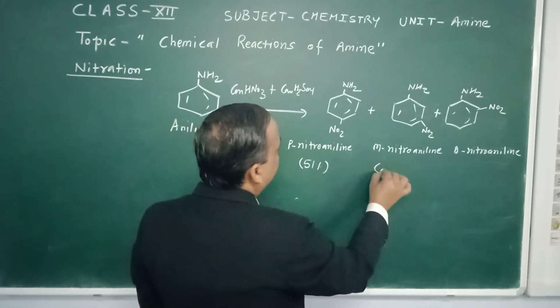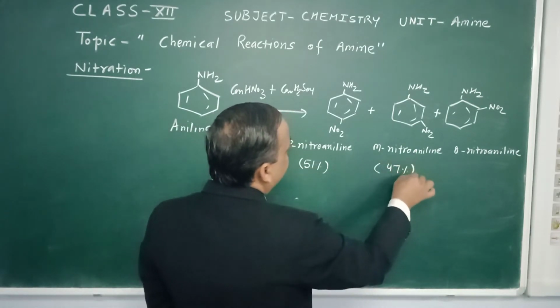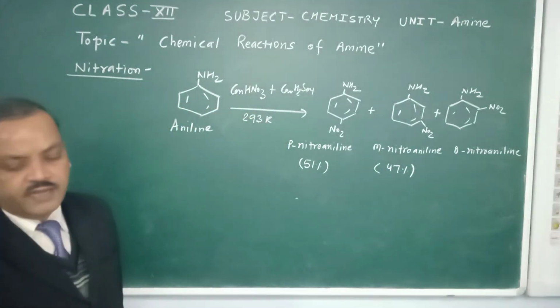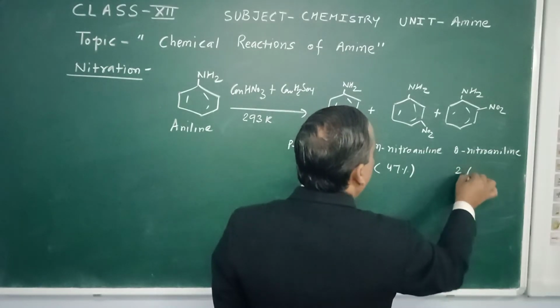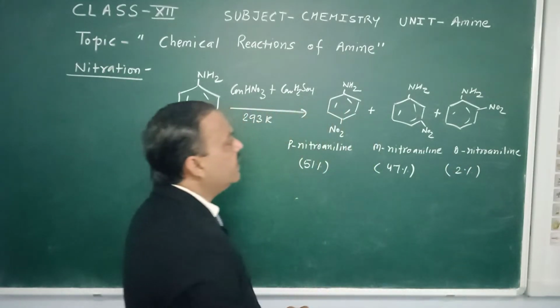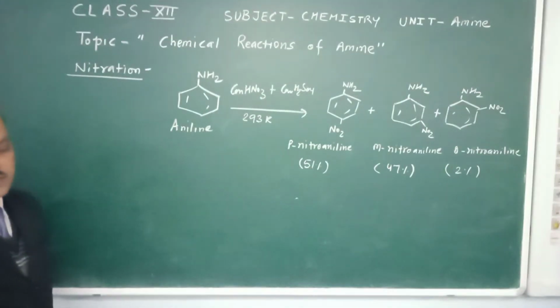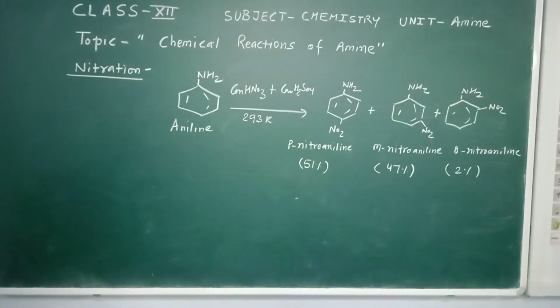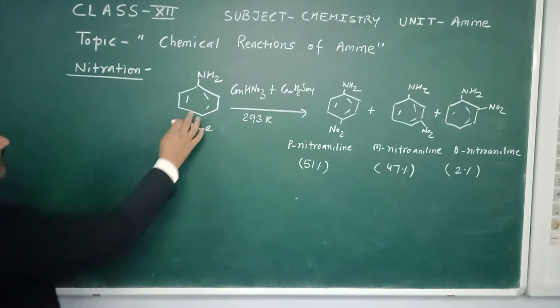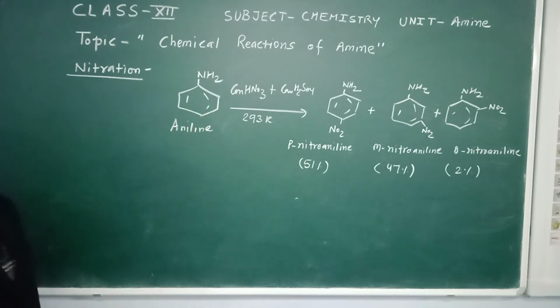51% of para, 47% of meta product, and at the very least about 2% of ortho nitroaniline is formed. In this case, if we first acylate this aniline and then nitrate it after acylation, the products formed will be different.